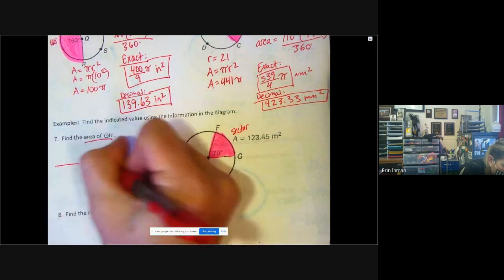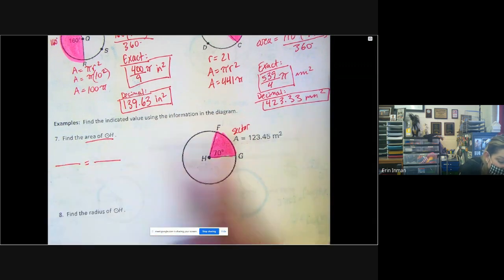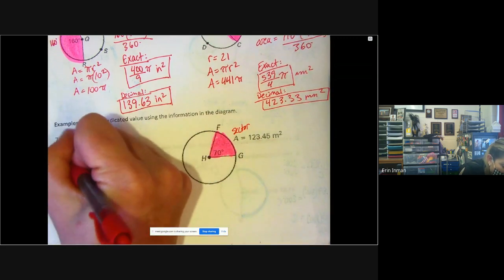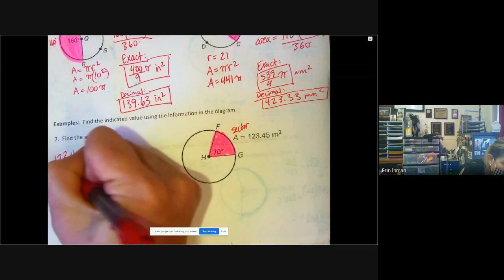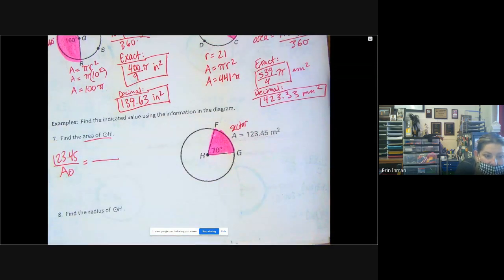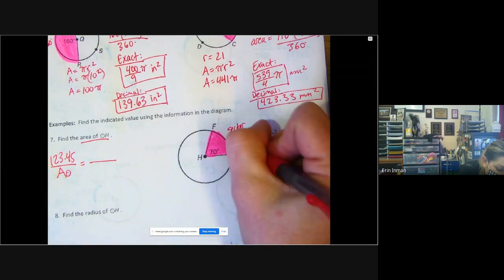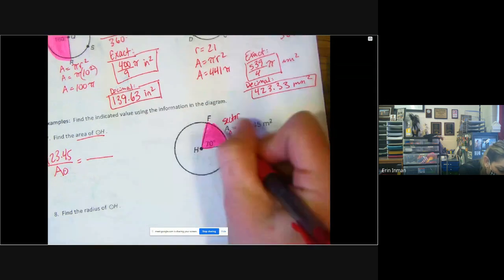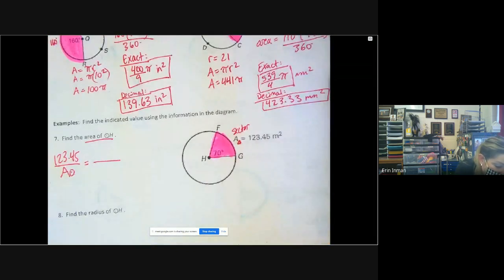Remember, it's part over the whole. So I'm going to start with the part that they gave me, sector area. That part was 123.45, over the whole area of my circle, that's what I'm looking for. I do area with the little circle symbol so I can kind of keep it straight. If I do sector area, I might draw a little pie piece, but it doesn't work as well.